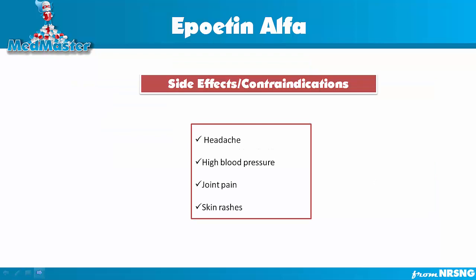Alright, and the side effects for this medication, Epoetin Alfa, are headache and high blood pressure. It can cause joint pain and skin rashes. Mostly skin rashes, because they may be allergic to it or have some kind of reaction to this medication. Mostly this medication is given as an injection, either IM or sub-Q, and it's given about every week. It's not a daily medication through injection.